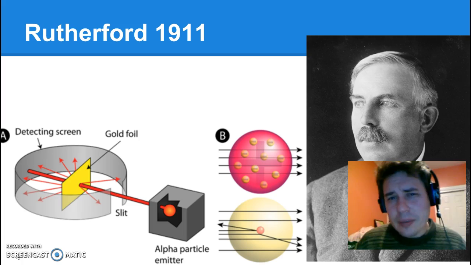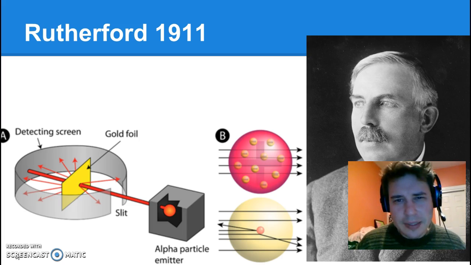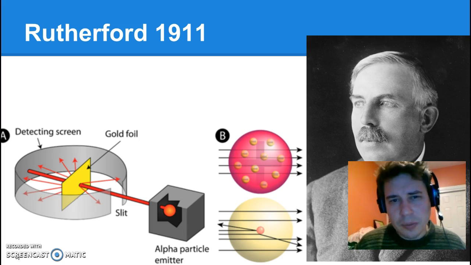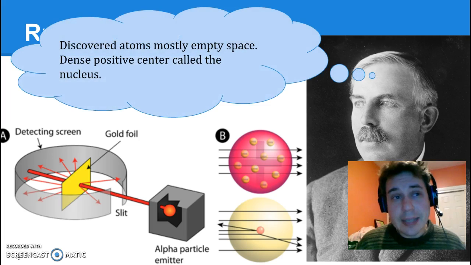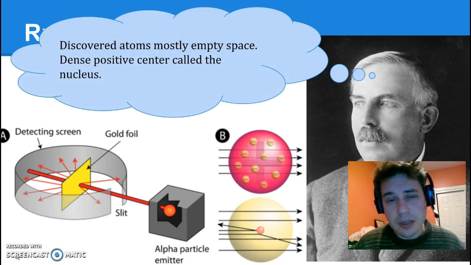And this made the idea of the plum pudding fall apart. If atoms were positive throughout, the particles would hit lots of things, and lots of them would bounce back. But it turned out that 99% of them went through, and so what that meant is the atom was 99% empty space. Rutherford gave us the idea that atoms are mostly empty space, and at the center is this dense positive area called the nucleus.